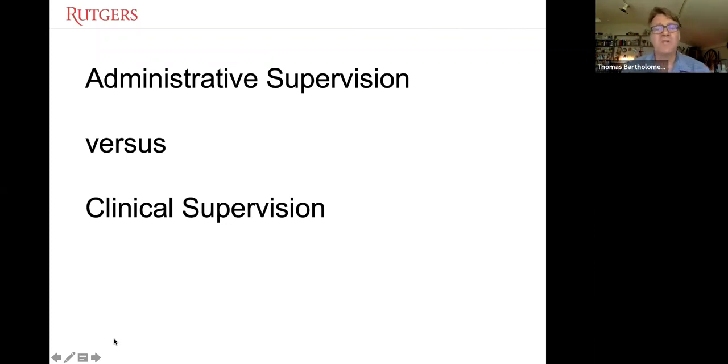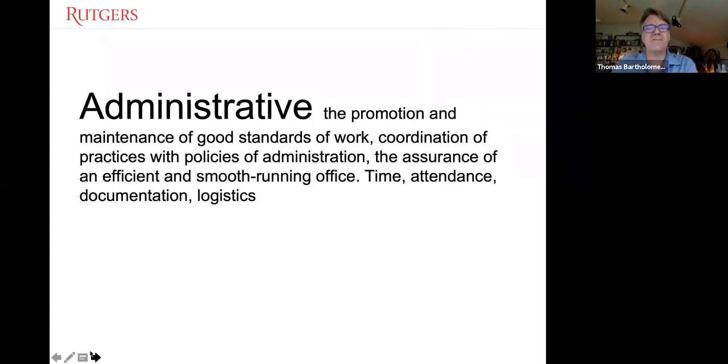So administrative supervision versus clinical supervision, a very important distinction between the two. So administrative, and this comes from Alfred Kadushin, who's a very popular writer in the area of social work. He said that the administrative aspect of supervision was the promotion and maintenance of good standards of work, coordination of practices with policies of administration, the assurance of an efficient and smooth running office, time, attendance, documentation, and logistics.